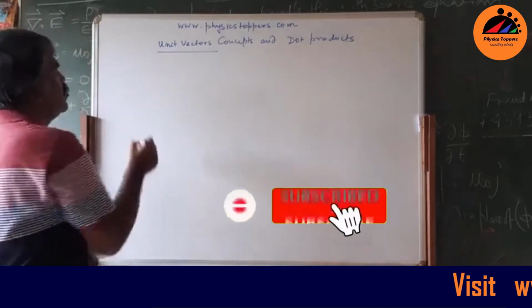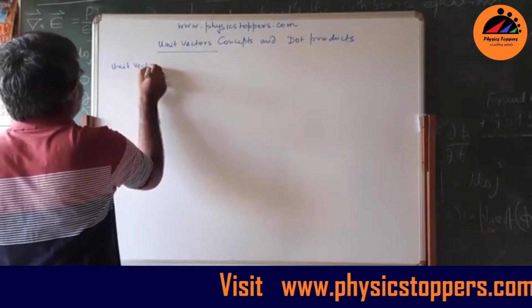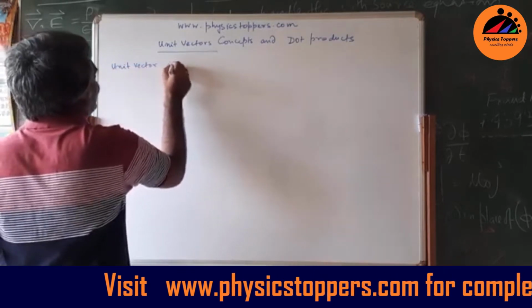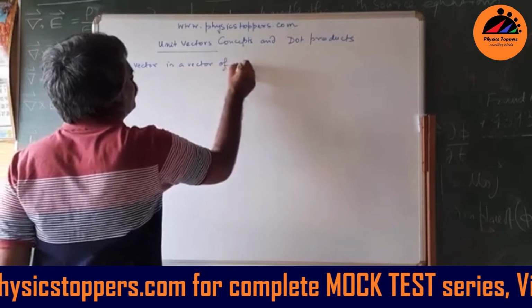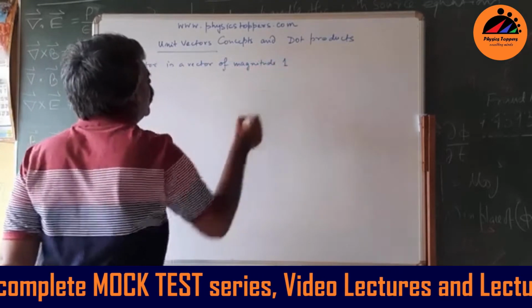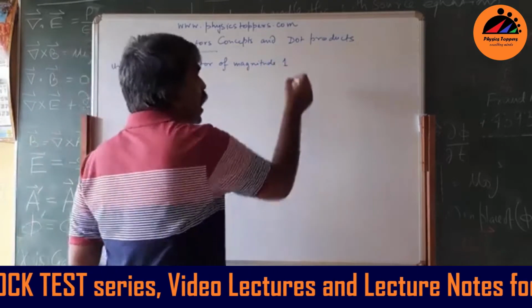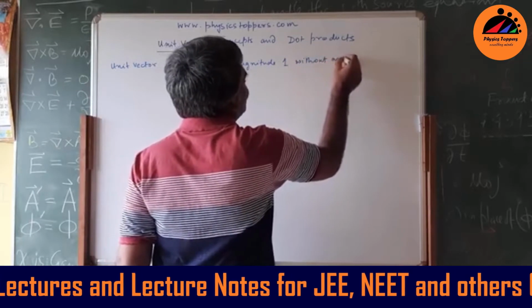Unit vector is a vector of magnitude 1, without any dimension.